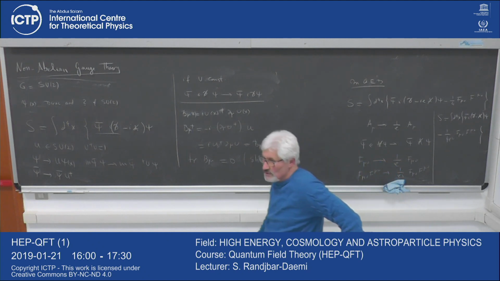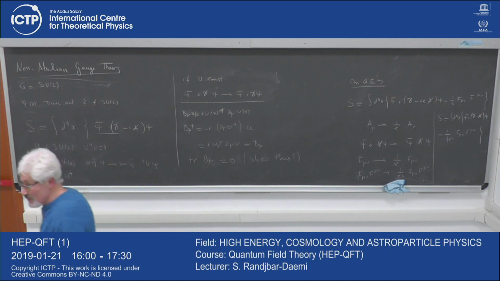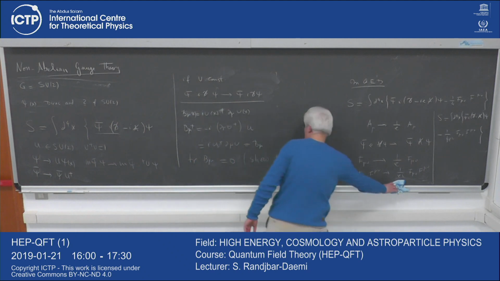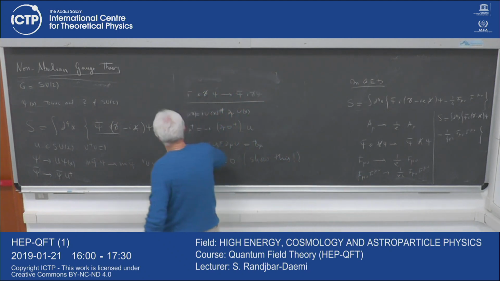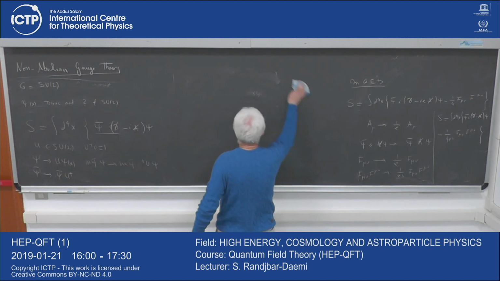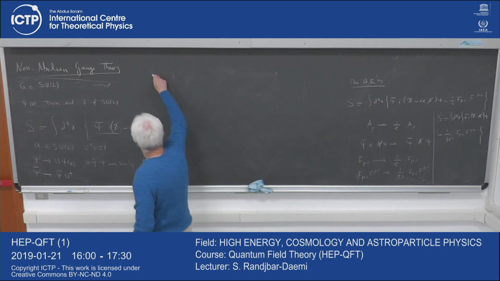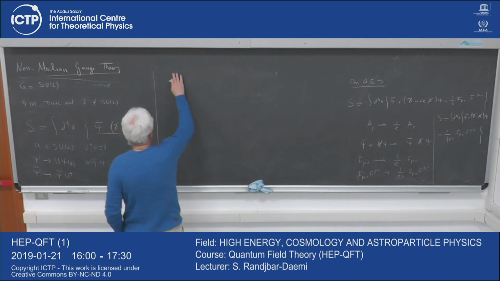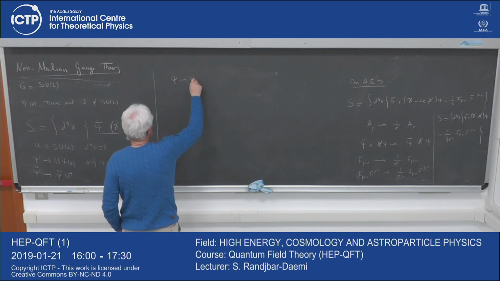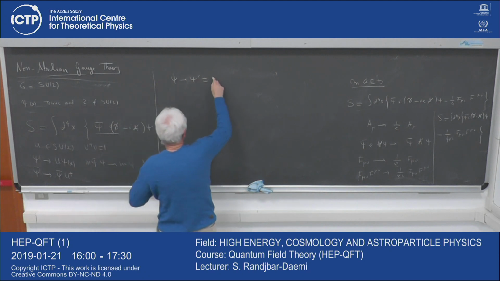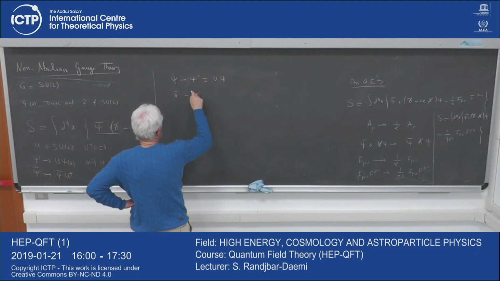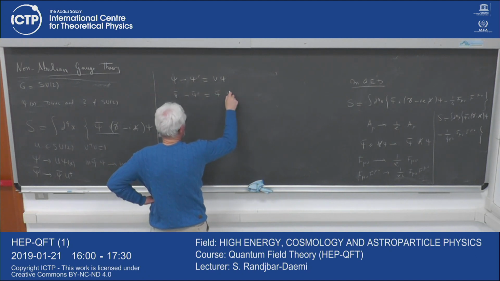So we have to find the transformation of A in such a way that this action remains invariant. For that we will just follow what we did for QED, because we know how psi transforms. It's a doublet of SU2, so we are going to transform psi to psi prime, which is U times psi. Psi bar goes to psi bar prime, which is psi bar times U dagger.